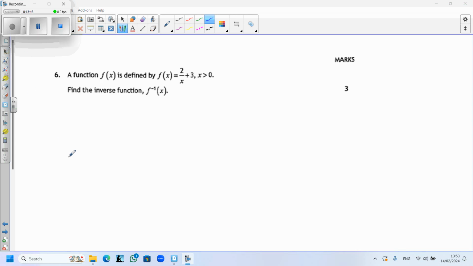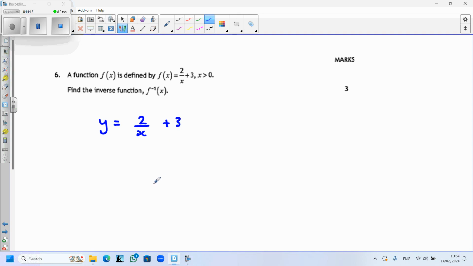Question 6. A function f is defined by the function f(x) as 2 over x plus 3. x has got to be greater than 0. That's for your domain. You can't divide by a 0, that's why it's in there. It says find the inverse function f inverse x. When you get an inverse function, all the x's change to y and the y's change to x, they swap round. So what we do is we say let y equal 2 over x plus 3.